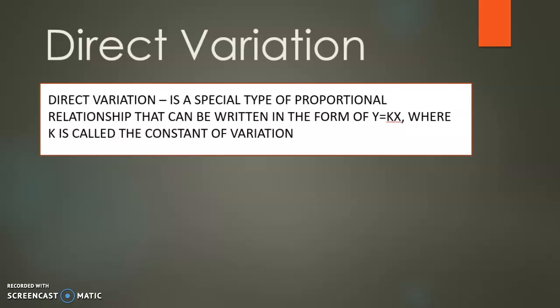So, direct variation, if you'll remember, is a special type of proportional relationship that can be written in the form of y equals kx, where k is called the constant of variation. In this lesson, you will be given a table. You'll have to decide whether it is a direct variation. And then from a table that is a direct variation, you'll need to come up with an equation.